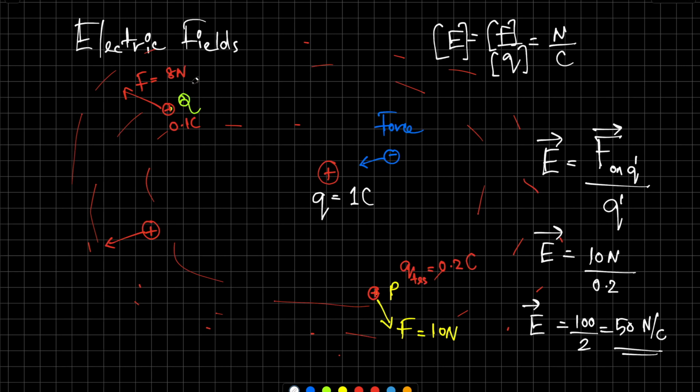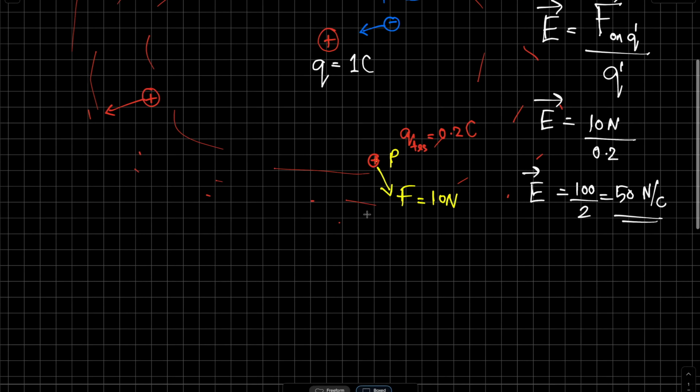Okay, how do we find the electric field at this particular point? Force is 8 newtons and the charge is 0.1 coulomb. So electric field at this particular point will be 8 divided by 0.1, which is 80 newtons per coulomb. Now I'm going to define another equation to find the same electric field using the main charge Q.